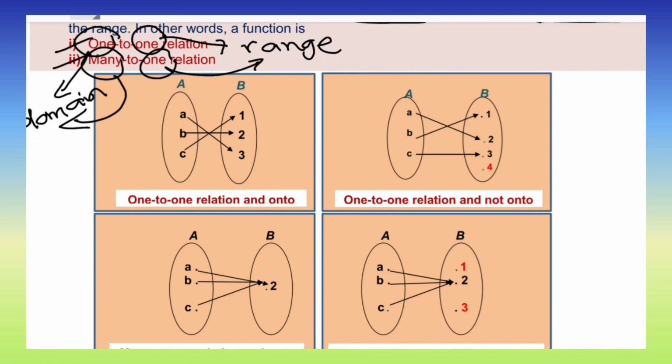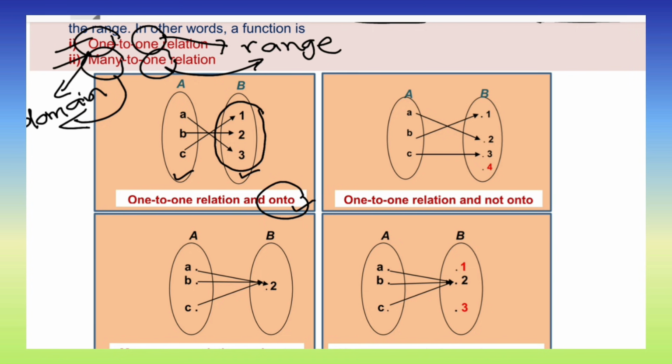Next, you identify the one-to-one relation and onto. Here we have four diagrams. The first one is a one-to-one relation and onto. Again, this is one-to-one because each element in the domain has one element in the range. And why is it onto? Because each element in the range, which are 1, 2, and 3, is used. That's why we call it onto.